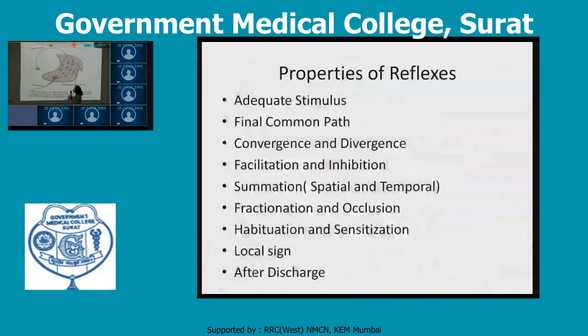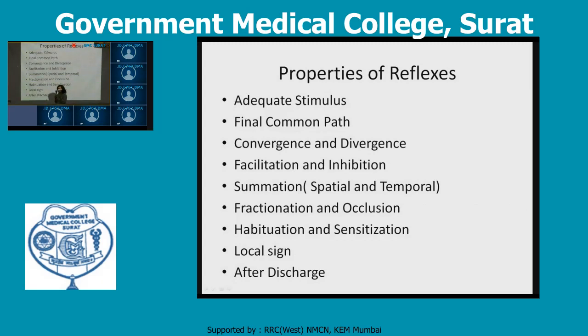Now we come to the properties of reflexes. The first property of reflex is adequate stimulus. That is, if the stimulus is not adequate, the reflex will never be elicited. For example, the scratch reflex in animals. You must have seen this sometime. If an ant or any insect crawls on the body of the animal, what happens? It starts scratching its body, and this scratching is continuous.